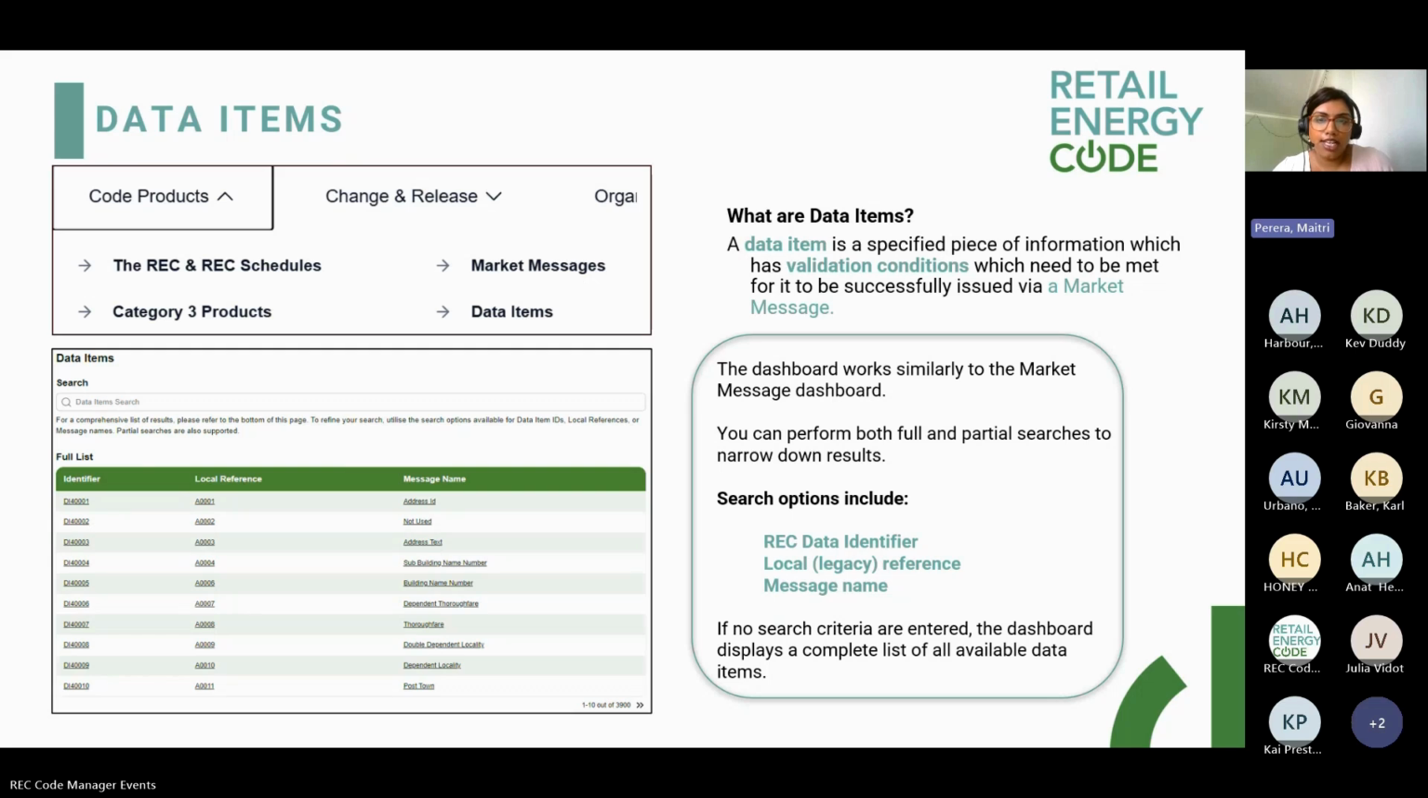You can select the relevant data items from the dashboard, which will open the data item page. Here you will find information such as the REC DI reference and name, the legacy reference, data type, and the data item owner. Much like what we discussed above, the owner is the specified code which any change is governed under. We also have the description and data item format validation conditions. Right, next slide, please.